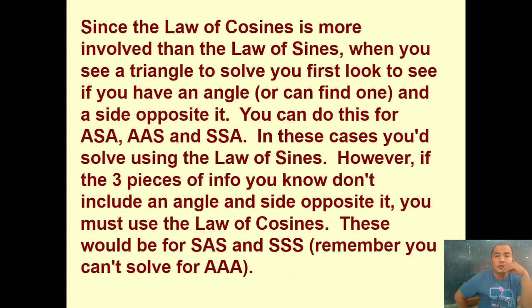Since the law of cosines is more involved than the law of sines, when you see a triangle to solve, you first look to see if you have an angle and a side opposite it. You can do this for ASA, AAS, and SSA. In these cases, you'd solve using the law of sines. However, if the three pieces of info you know don't include an angle and side opposite it, you must use the law of cosines. This would be for SAS and SSS.